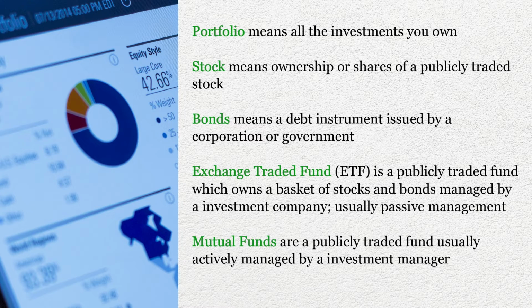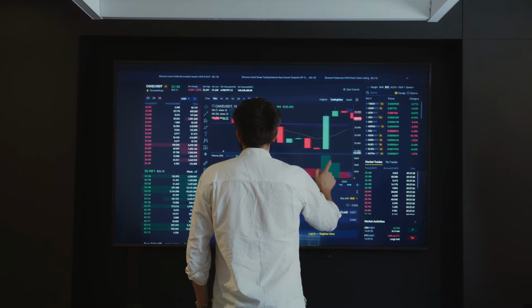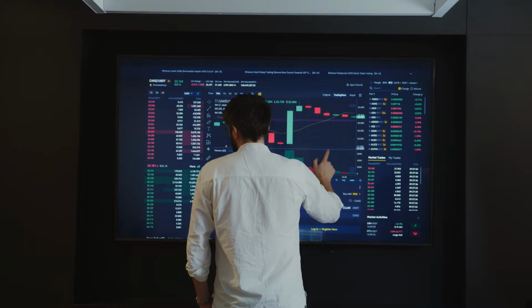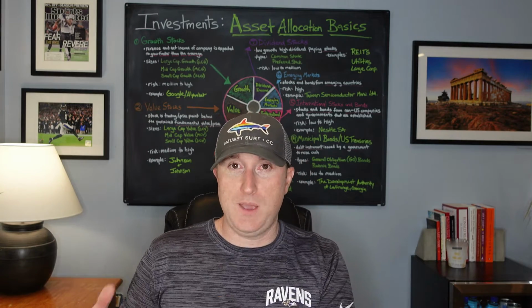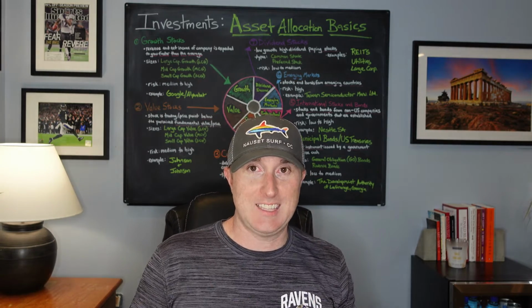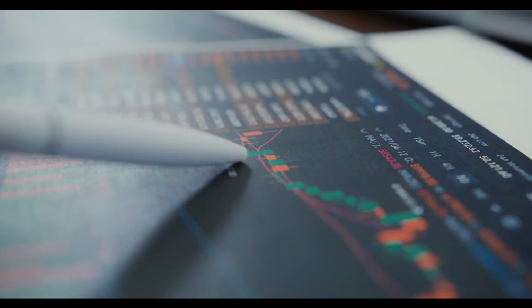Exchange traded funds, ETFs. This is going to be a collection of equities or bonds that is usually passively managed, meaning a company sets their strategy and just lets it do its thing. Mutual funds. This is also going to be a collection of stocks and bonds. Now, this is usually actively managed, meaning an investment manager is looking at the asset allocations and adjusting accordingly to their strategy.